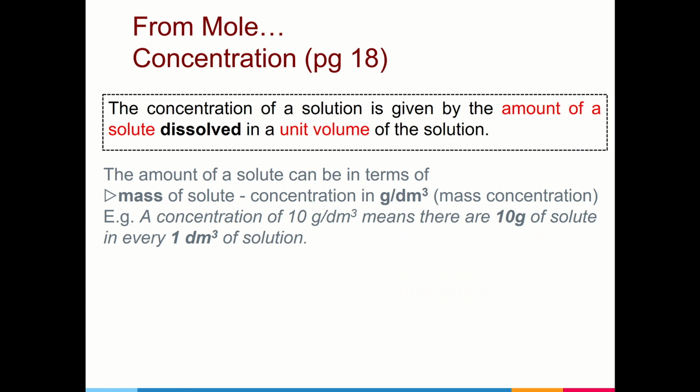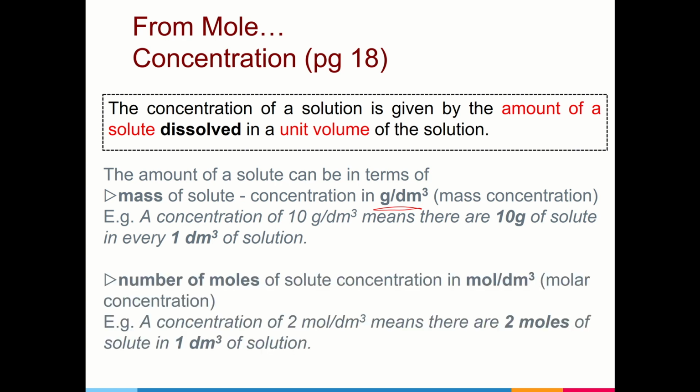So for concentration, there are two types of unit. One is gram per dm cube. So mass over volume of solution.